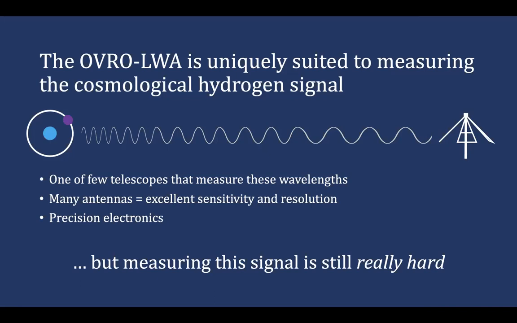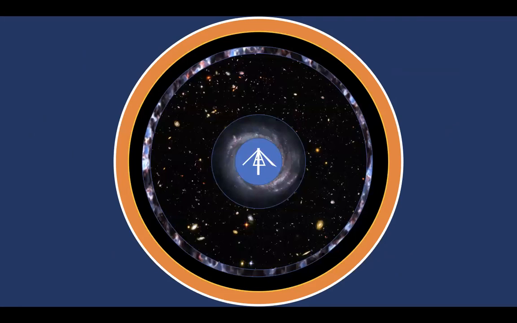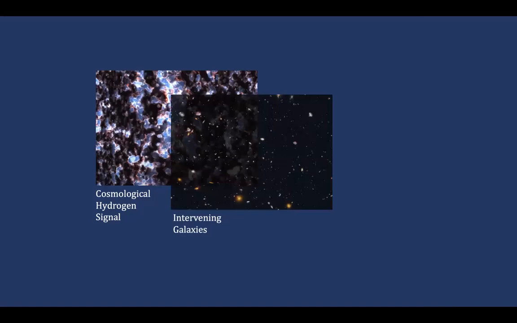However, despite all of this, measuring the signal is still really, really hard. And this is because, again, it's so faint, it's so distant, and we have all of this intervening stuff between that signal and our telescope. So if you imagine this cosmological hydrogen signal we're looking for, from almost 13 billion years ago, between that signal and us, we have all of the intervening galaxies. And unfortunately, these intervening galaxies also produce radio waves. They produce light in the radio spectrum. So we're going to see that overlaid on top of the signal we're looking for.